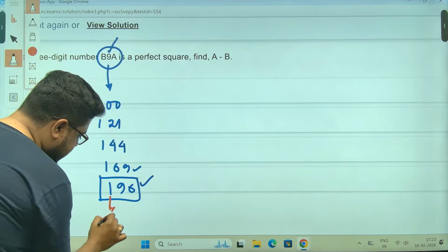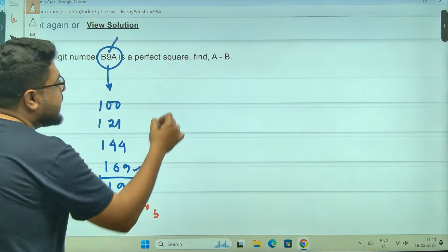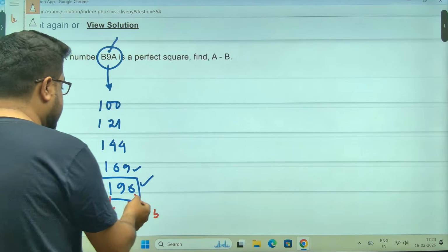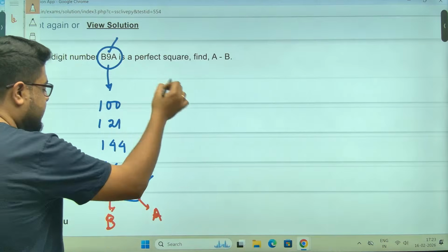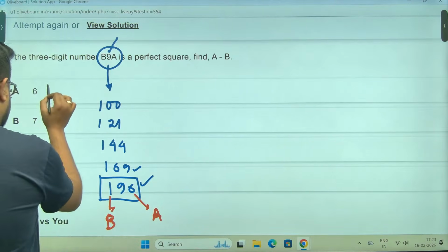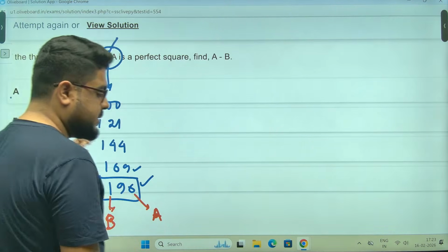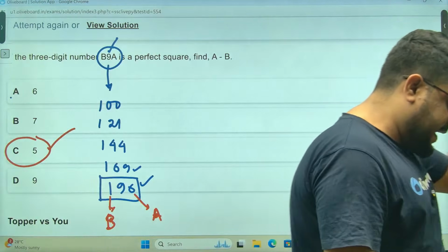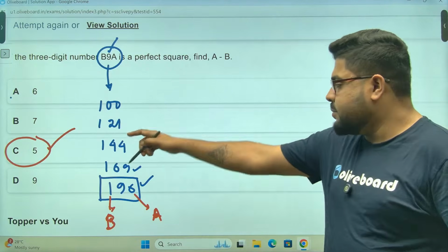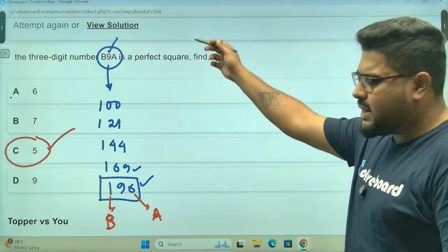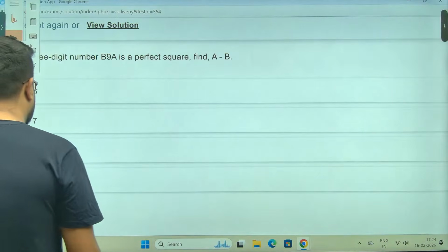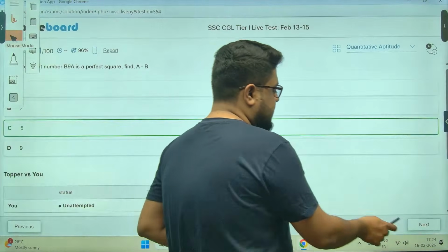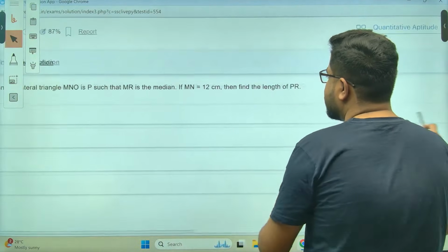So this is your A, this is your B. A minus B is going, sorry, B minus A. Sorry, this is your B, this is your A, sir. B minus A is 5. Option number C, sir. B minus A is 5, which is option number C. Just write down a couple, you are getting it. Right? Chalo, next one.